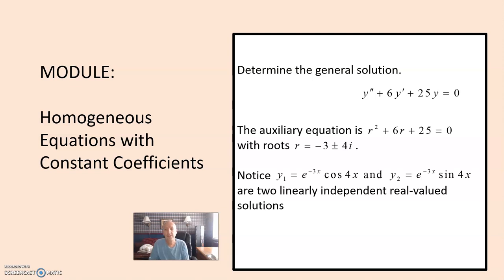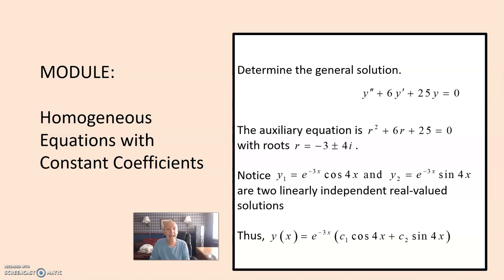Well, from our text, we notice that we would have two linearly independent real valued solutions. The first one being y sub 1, which is equal to e to the -3x power times cosine of 4x. And the second one would be y sub 2, which is equal to e to the -3x times sine of 4x. Notice the values 3 and 4 come from the roots of our auxiliary equation.